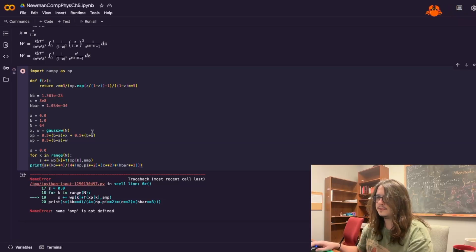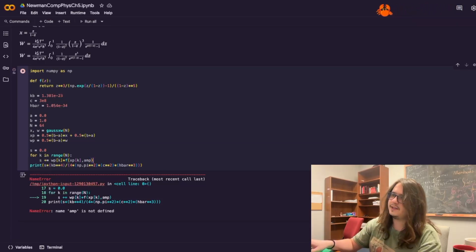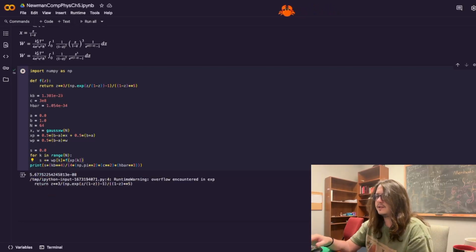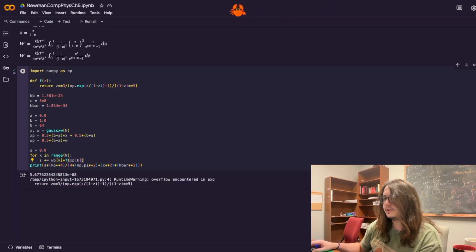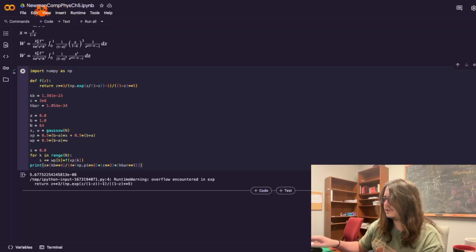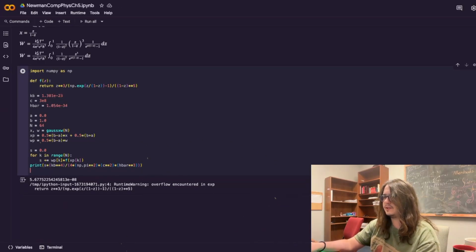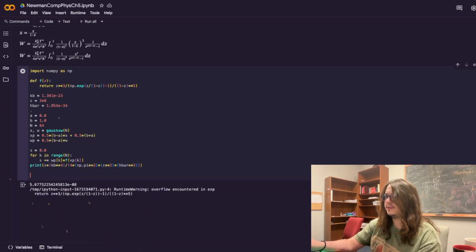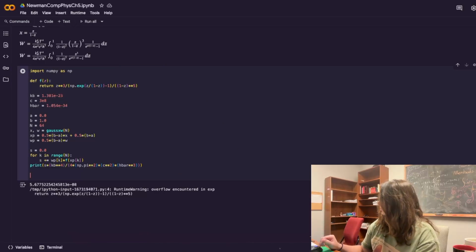First of all, amp is not defined. I put an extra argument in there. We don't need that anymore. And it prints out 5.67 times 10 to the minus 8. I'm just going to ignore the overflow and the exponent warning that it just gave because, of course there is, and it's kind of hard to get around that. But I'm just going to take that result as it is.